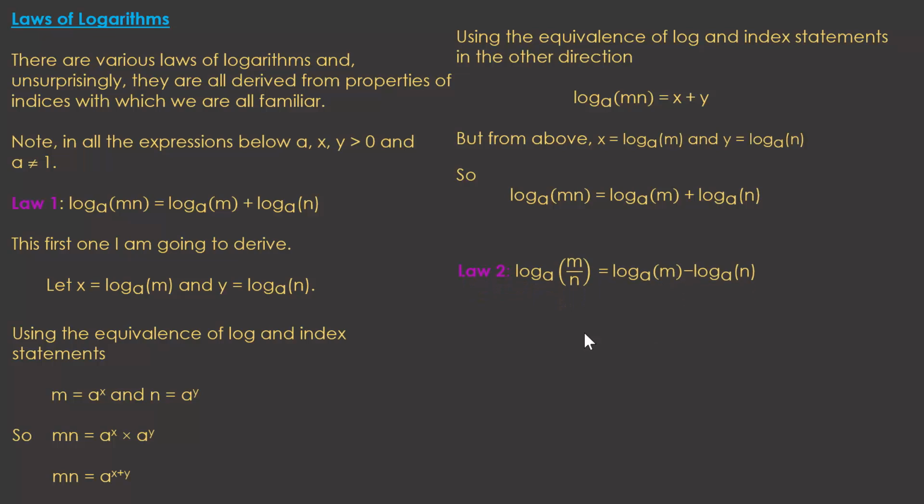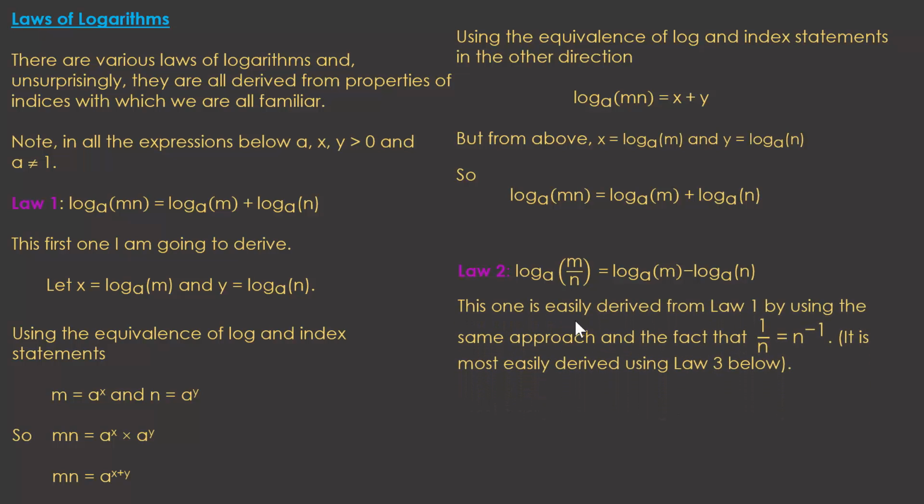Law 2 is a similar one, but instead of multiplying m and n here, they're divided, and there's a subtraction in the middle there. This one is easily derived from Law 1 by using the same approach and the fact that 1 over n is n to the negative 1. It is most easily derived using Law 3 below, but we're not actually going to do the derivation of any of the laws other than Law 1.